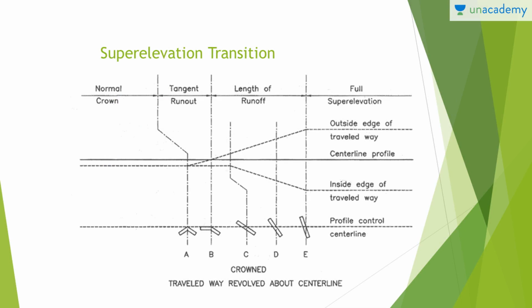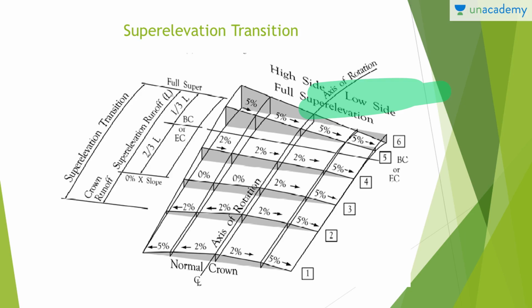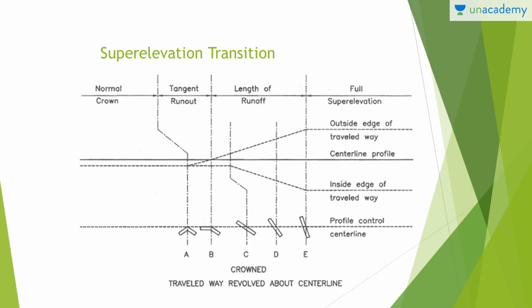Okay, now this is also the super elevation transition, but from the top view. So you can see this is the normal crown, this is the tangent, crown runoff length, and full super elevation. These four things are shown over here. This is full super elevation. Over here is the crown runoff, and then you have the super elevation runoff and all such things. You can see normal crown, full super elevation, and so on.